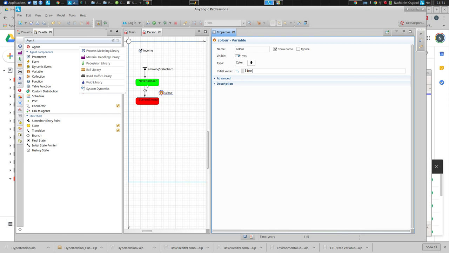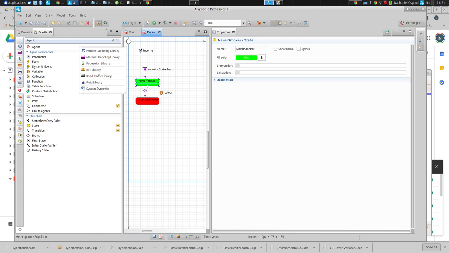We're almost done. Now we have to do just three more things that are a bit unpleasant. Never smoker, we are going to set that color to be lime. It's its initial color, but just do it. And you need this semicolon. So you go here and you press entry action. You click on this and you say entry action color equals lime. Why color with a U? Because the name of the variable is color. Now, if you want to call it without a U, you can.